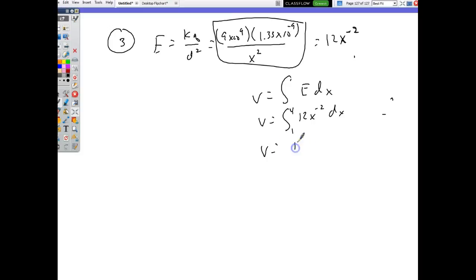So I raise the power by 1 and divide by the power. I go from 1 to 4. So the voltage is going to be -12 over 4 minus -12 over 1. And what do I get? 9 volts.